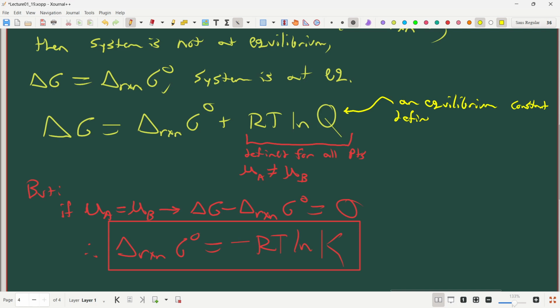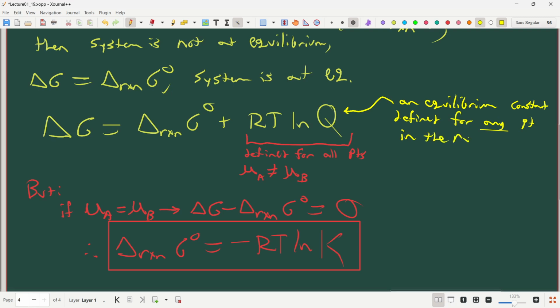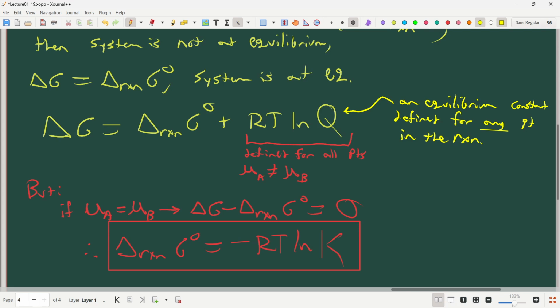defined for any point in the reaction. Right? So the value of Q will tell us where we are in the equilibrium. If Q is larger or smaller than what K should be at delta G, then we know we're not quite to the finish line, or we're past the finish line. We need to go backwards. We've created too many products, for instance. Right? So Q can tell us that. All right, let's do an example.